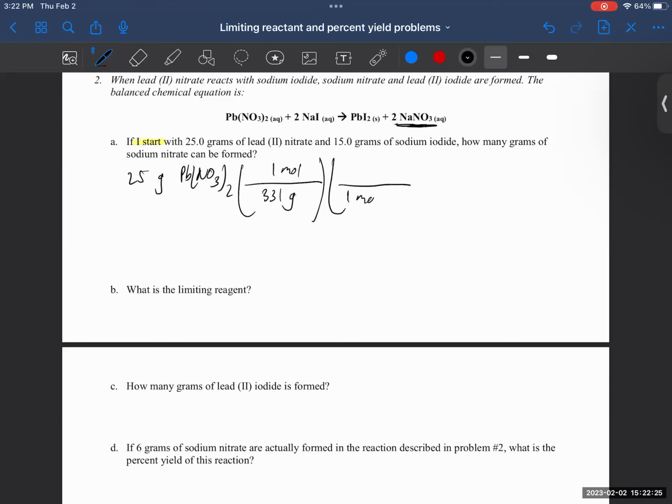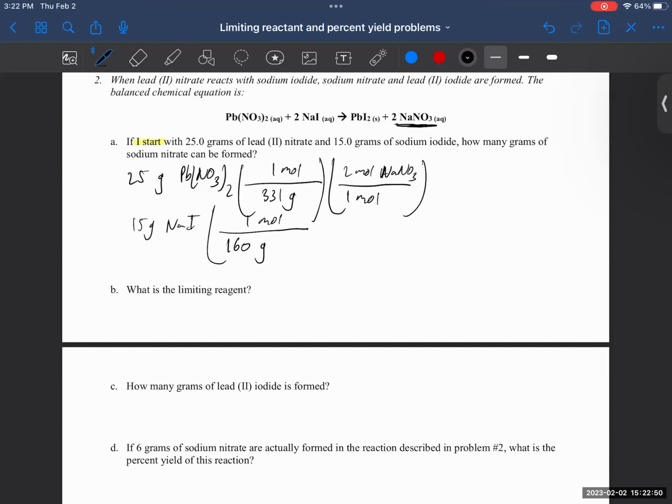And then let's do this again. 15 grams sodium iodide. Iodine's like 127, so it's 127 plus 23, and by the way, it helps to memorize molar masses, so that's 150. Oh, for real? 23, is it not 127?